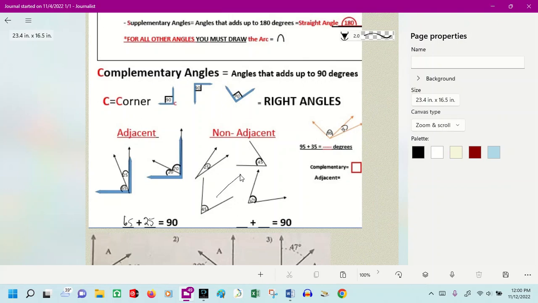We have a 45 and 45. That adds up to 90. And we have a 25 and 65. Those add up to 90. So, these two are non-adjacent angles, but they are complementary angles. Those two are complementary angles, and those two are complementary angles, but non-adjacent.